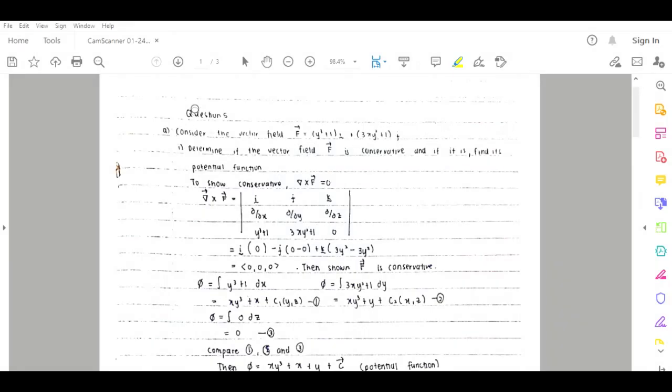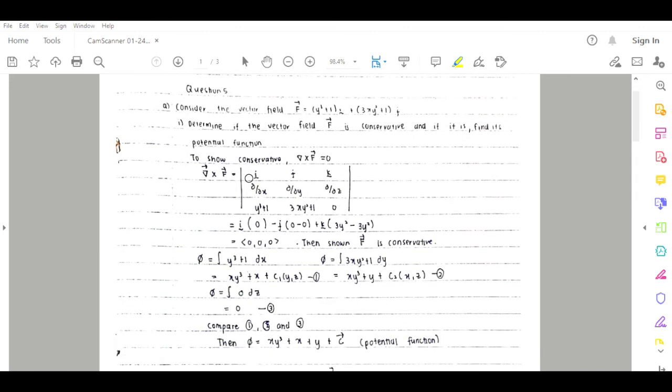Question 5. Consider the vector field F equals y to the power of 3 plus 1 i plus 3xy squared plus 1 j. 1. Determine if the vector field F is conservative, and if it is, find its potential function.